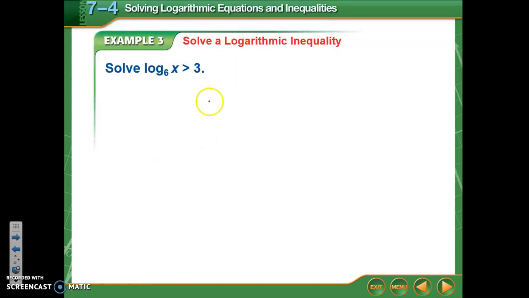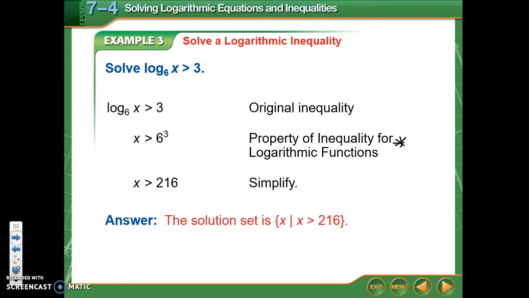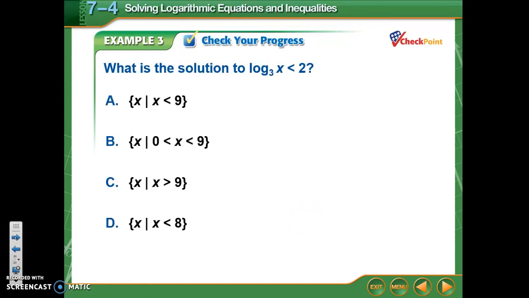So let's try this one. Log base 6 of x is greater than 3. This is greater than, so we don't have to worry about the 0. I'm just going to rewrite it using the property that we just looked at on the last slide. My x stays on the left, is greater than 6 cubed, greater than 216. Easy peasy. So my solution is the set of x such that x is greater than 216. So here's one for you to try.